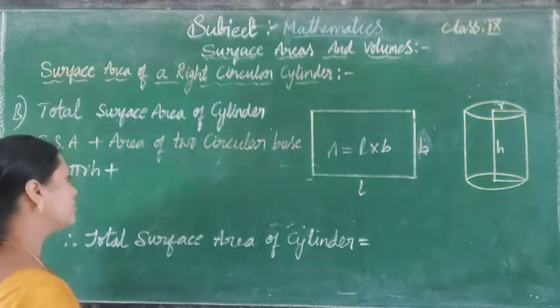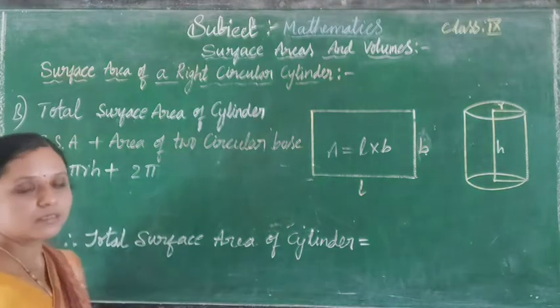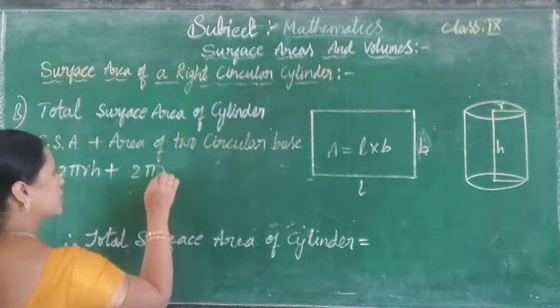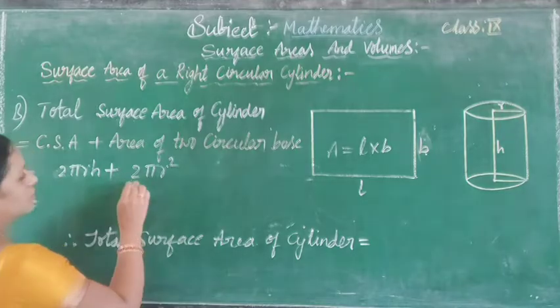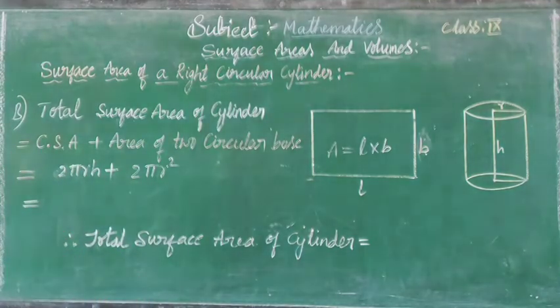And again, you write the area of the two circular bases. Here there are two circles. The area of a circle is pi r square, so here two circles are there. That's why you write 2 pi r square. Now you can look at this one.